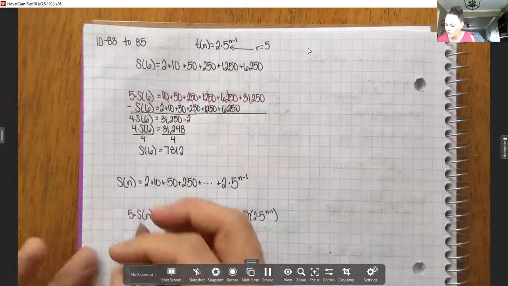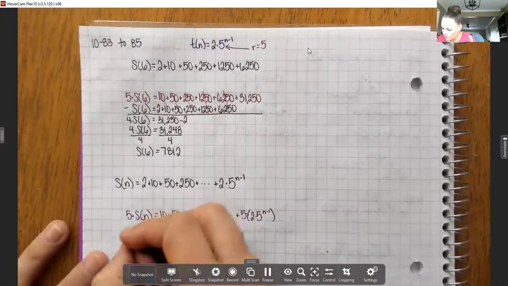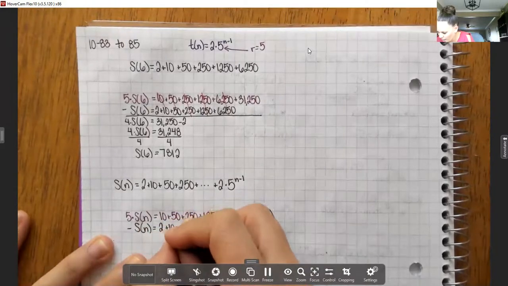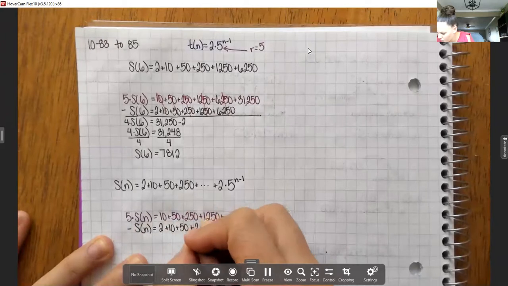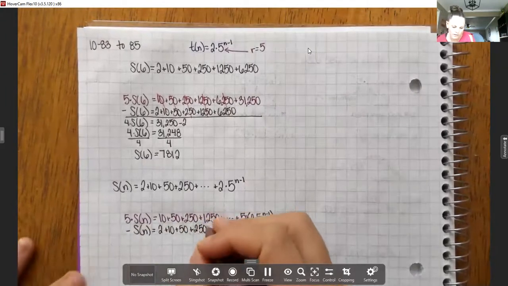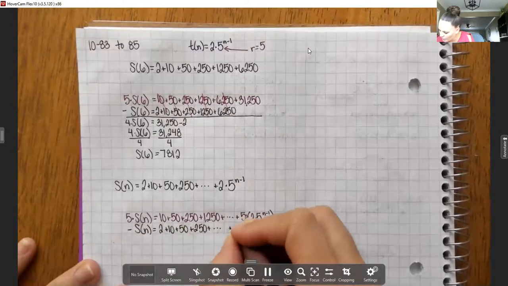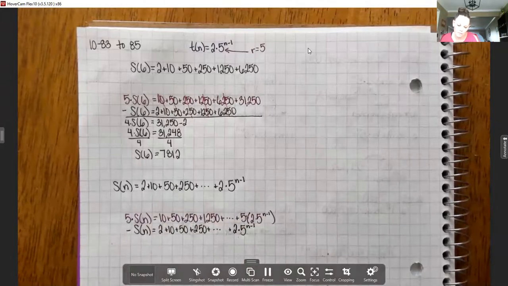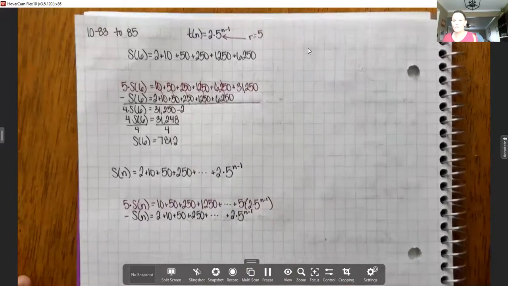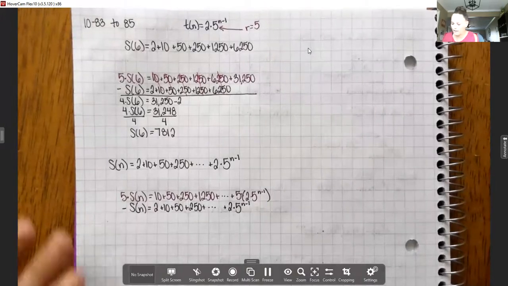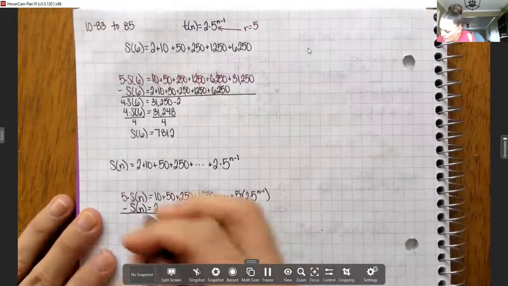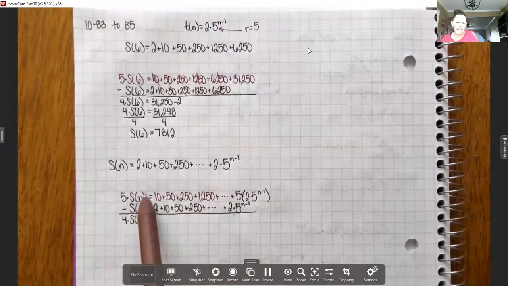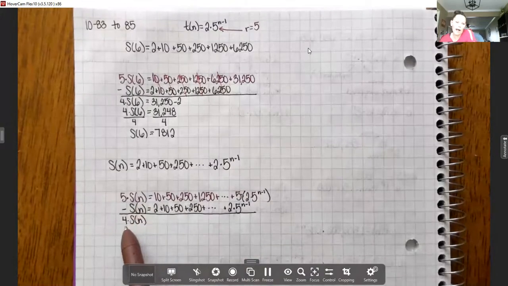And now I want to subtract the original again. So I'm going to subtract S of n: 2 plus 10 plus 50 plus 250 plus, all the way to 2 times 5 to the power of n minus 1. By subtracting here, this is 4 times S of n. Think of this like x. 5x minus x would be 4x.